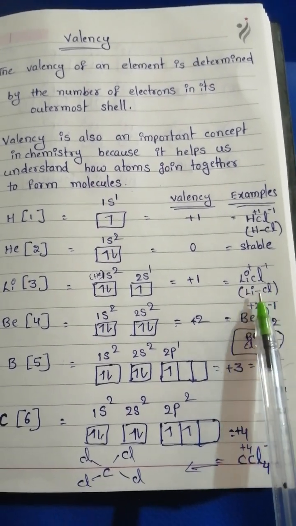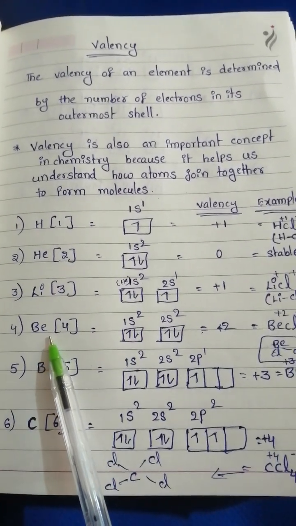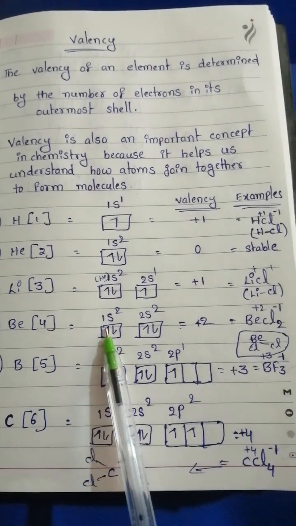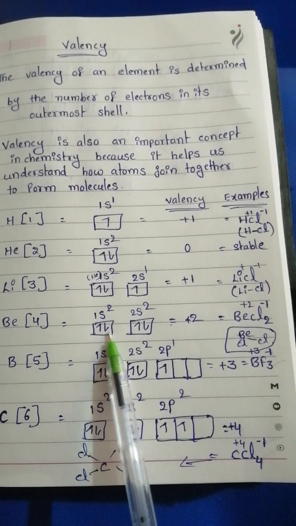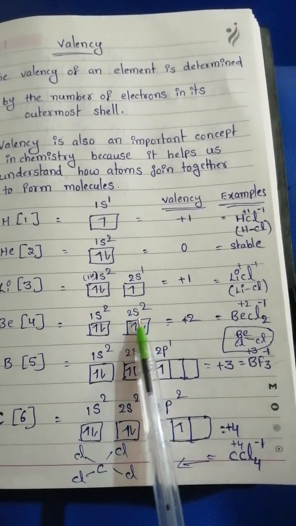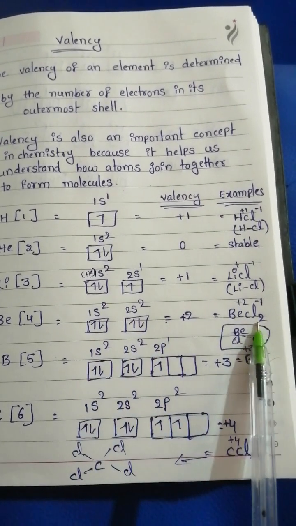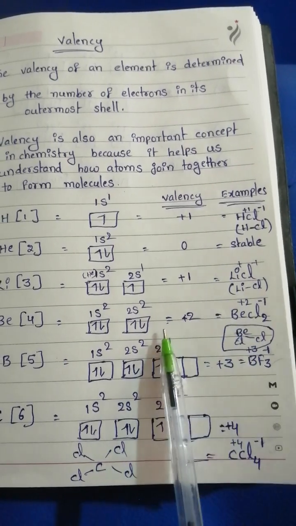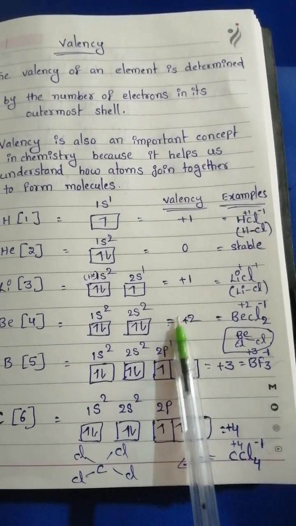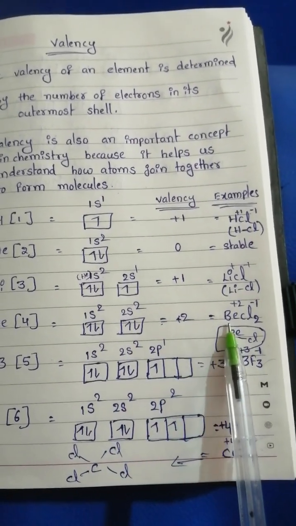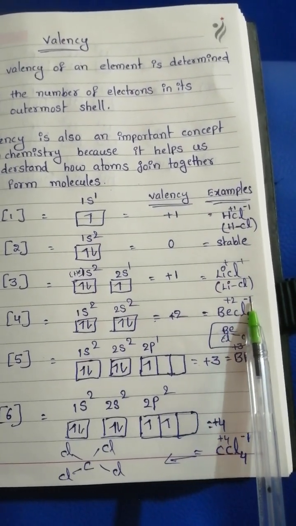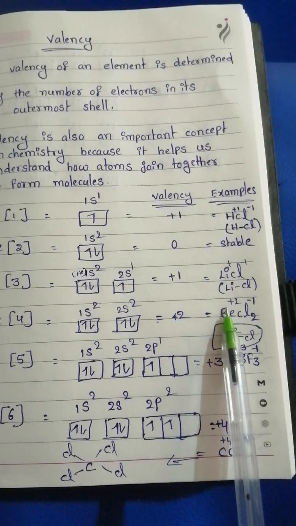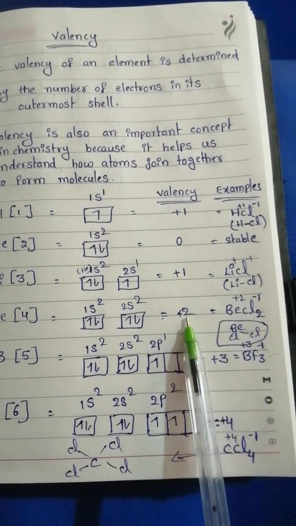Then it's stable. Beryllium. Its atomic number is 4 and its electron configuration is 1s2, 2s2. Here it is stable with 1s2, like helium. After it gives its electrons to another atom, it becomes stable. That's why it has a plus 2 valency. For example, beryllium chloride, BeCl2. Chlorine has minus 1 valency and beryllium has plus 2. That's why it becomes stable.